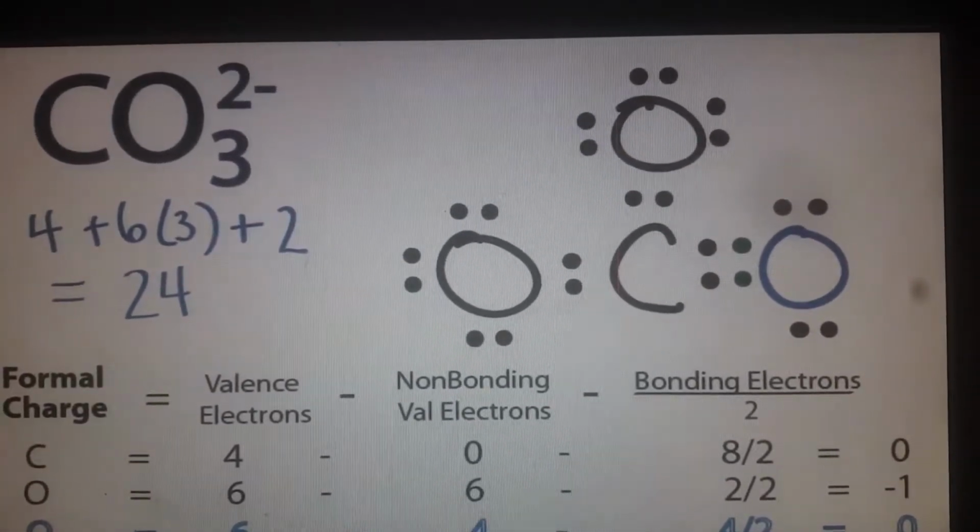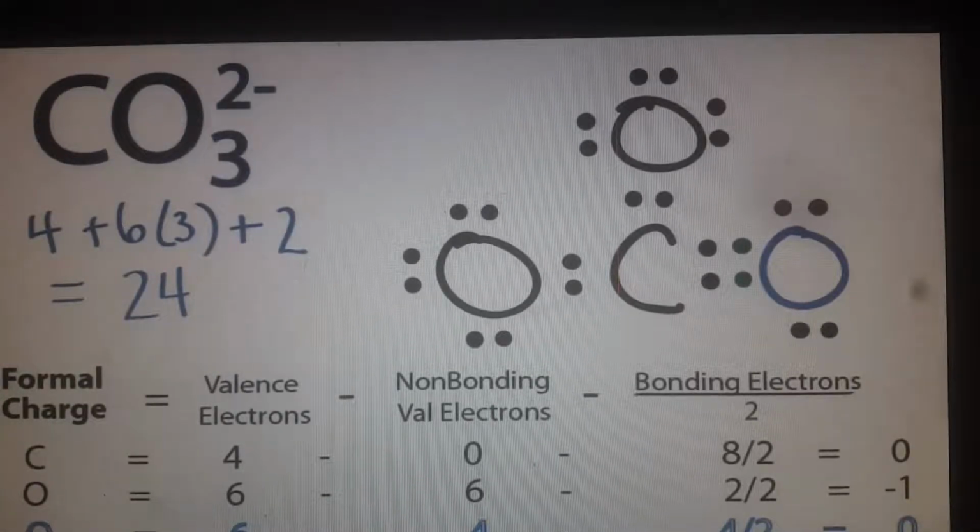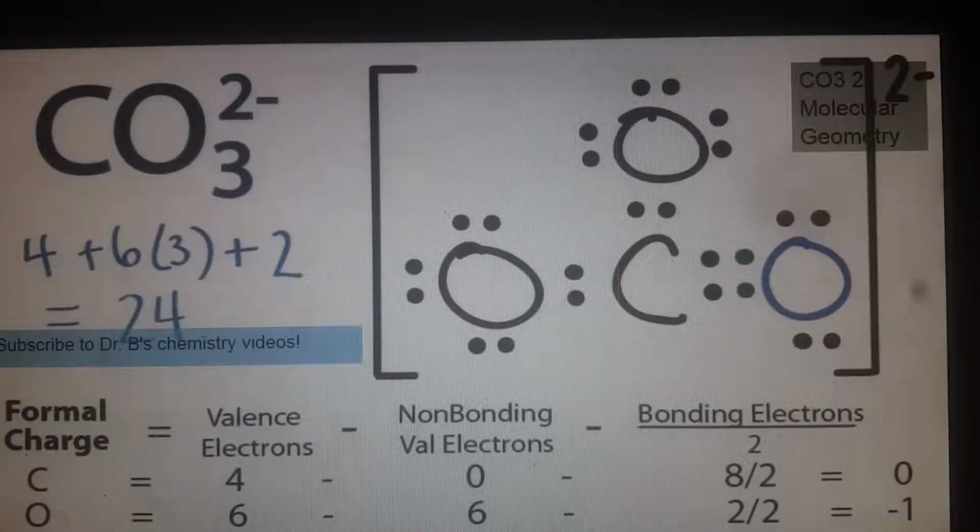So -1 plus -1, that does match up with what we have for the carbonate ion here. Because of that, this is the best Lewis structure for CO3 2-. There's one last thing we need to do. Because the CO3 2- ion has a charge of -2, we need to put brackets around our Lewis structure and put that -2 outside so everyone knows that it is an ion and it has a -2 charge. And that's it. That's the Lewis structure for CO3 2-.